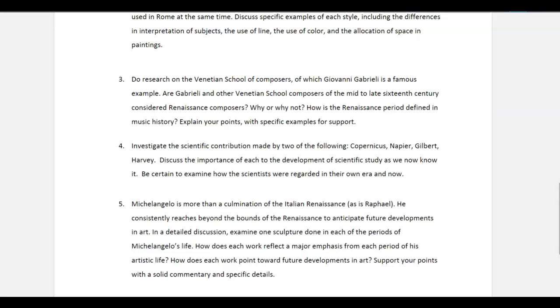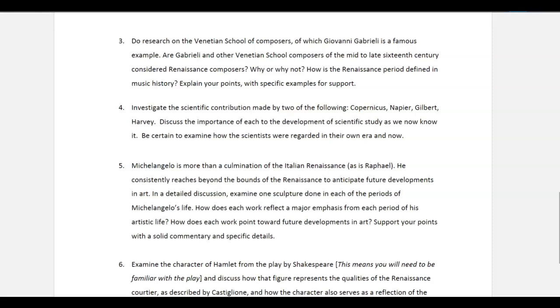The 4th one asks you to look at 2 of these 4 individuals who were very important in science. Science is very important during the Renaissance and era of this time that you're covering. So choose either Copernicus, Napier, Gilbert, or Harvey. Do not write about all four, choose only two, which means you're basically going to do about 500 words over each one, which is not very extensive to have to do.